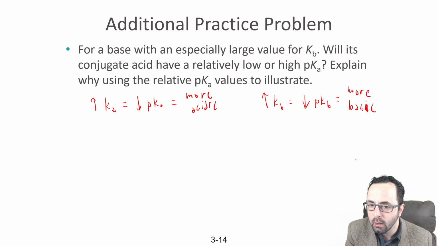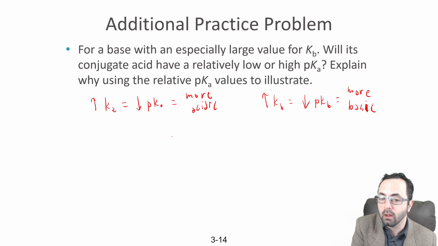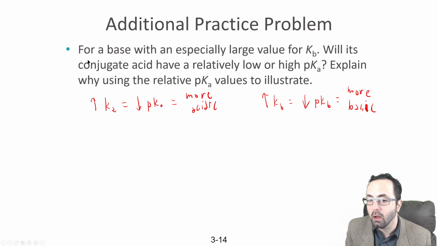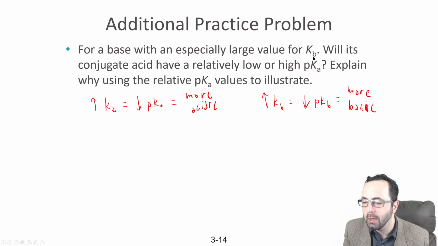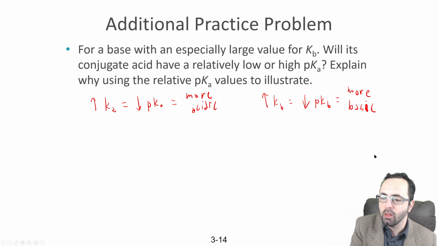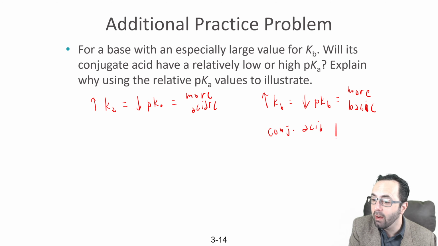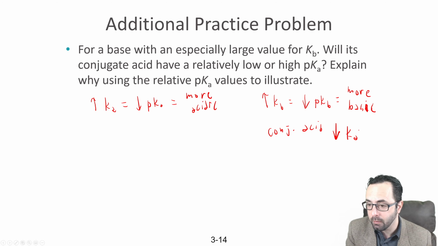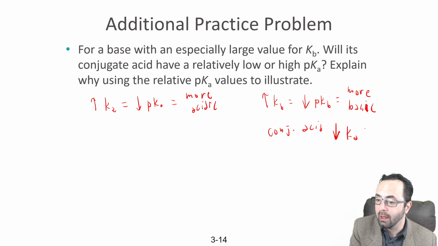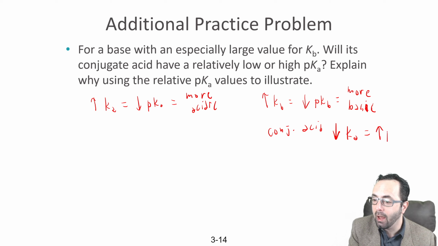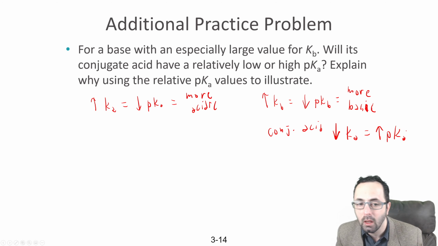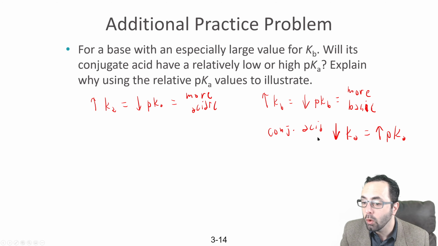Also, we know the stronger the acid, the stronger the conjugate acid, the weaker the base. And so if a base has a very large Kb, then the conjugate acid would have a very low Ka. Okay? And a low Ka indicates a high pKa because they go opposite. So the conjugate acid will be a terrible acid if the base is great. They go opposite to one another.